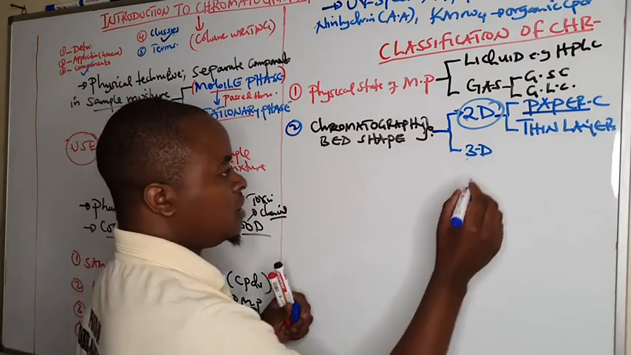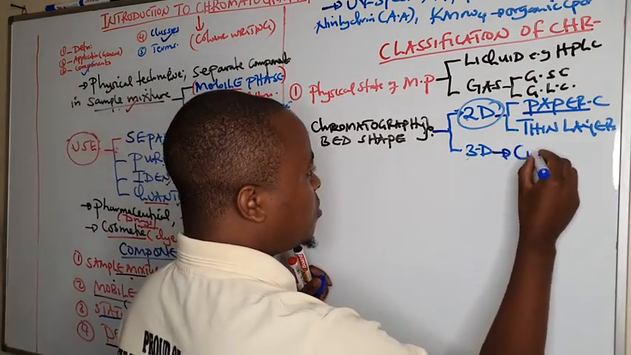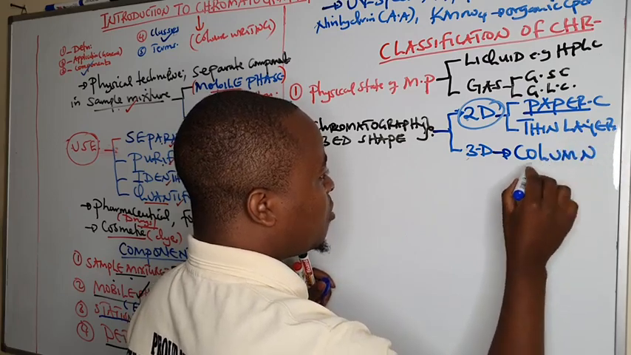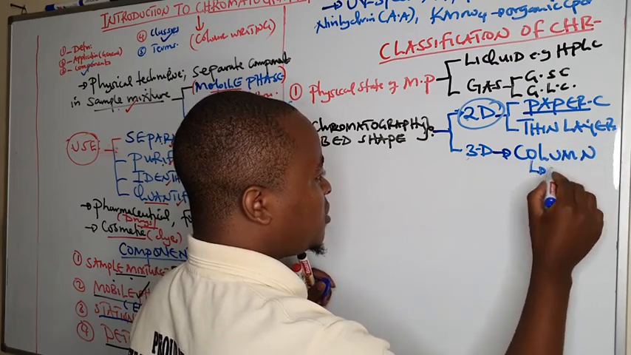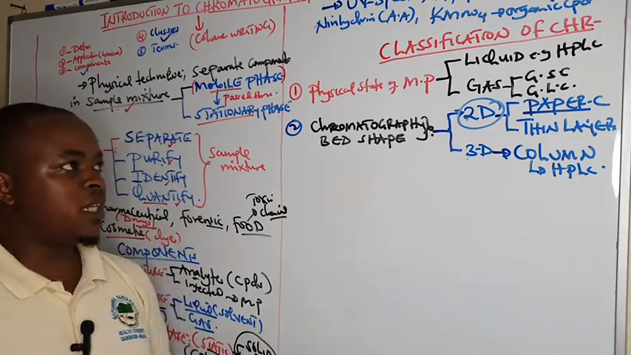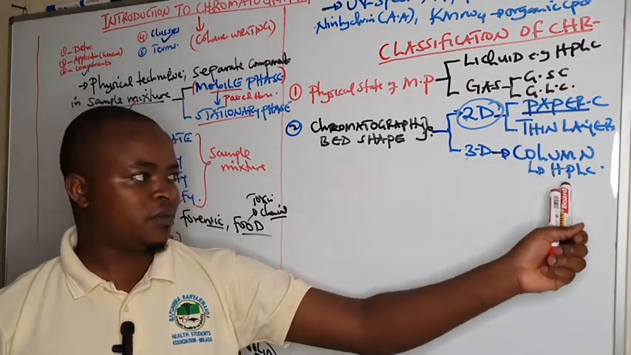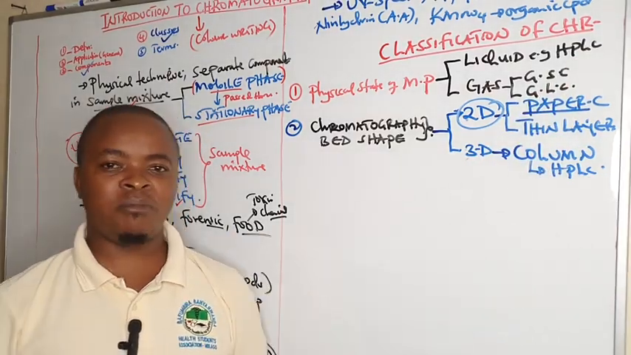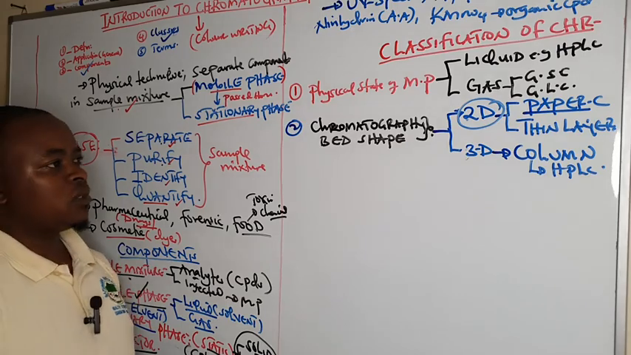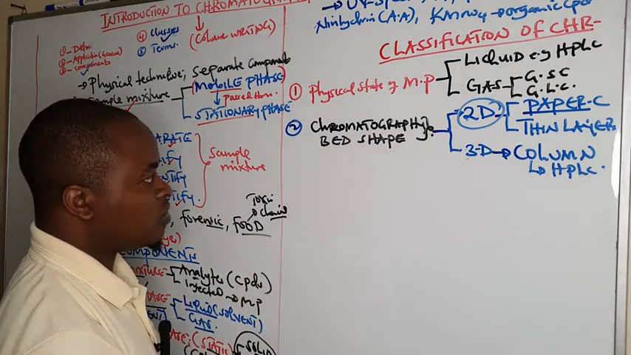Then 3D, the example is column chromatography. And among examples of column chromatography, we shall see HPLC also belonging here. As it is liquid chromatography, but still it uses a column, which is 3-dimensional, having length, width, and height. So that is another class of chromatography.